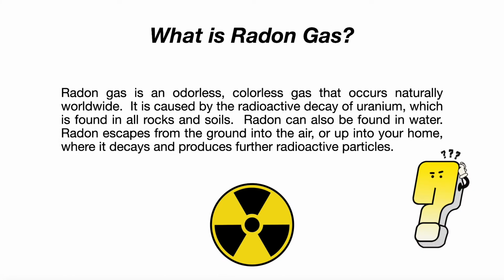So what is radon gas? Radon gas is an odorless, colorless gas that occurs naturally worldwide. So it's just part of living here on planet Earth. It is caused by the radioactive decay of uranium, which is found in all rocks and soils. Radon gas can also be found in water. Radon escapes from the ground into the air or up into your home, where it decays and produces further radioactive particles.